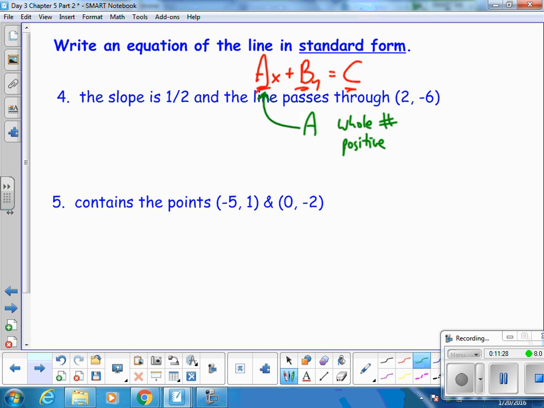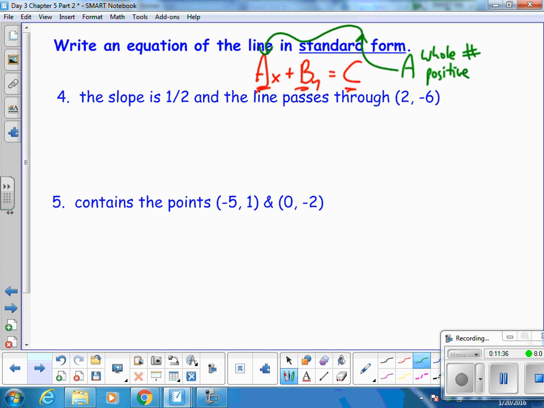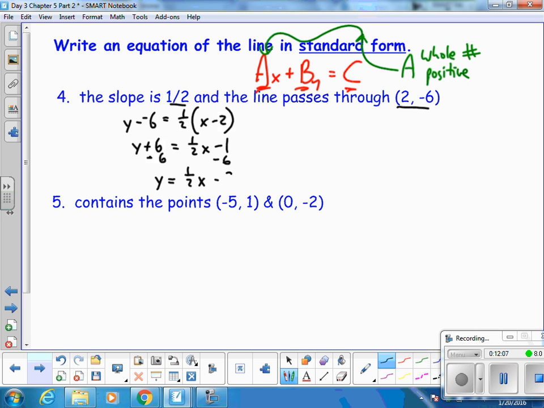So I'm going to move this stuff over here because I need a little bit of space. So I know my slope, I know a point, so I'm going to use point-slope form. y minus negative 6 equals 1/2, my slope, times x minus 2. So I get y plus 6 equals 1/2 x minus 1. Subtract 6 from both sides, so I end up with y equals 1/2 x minus 7.